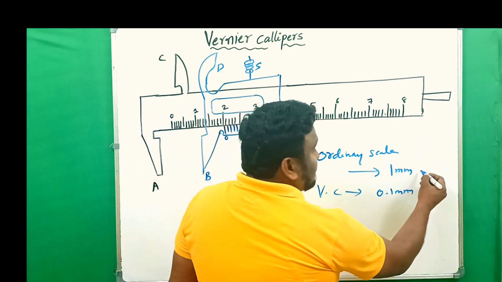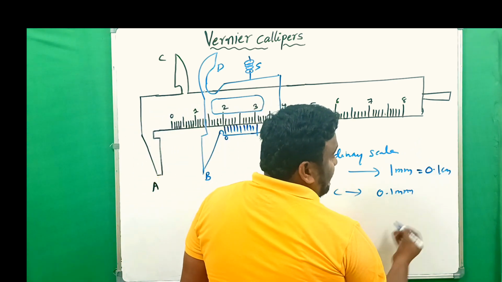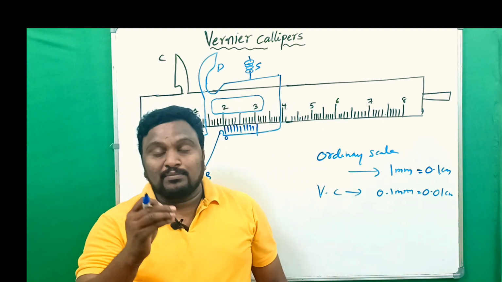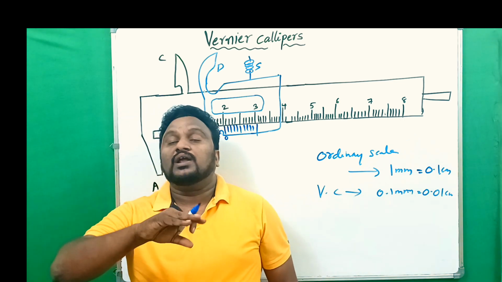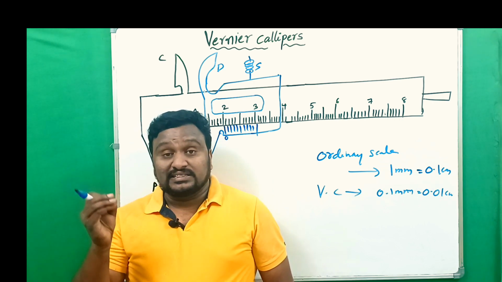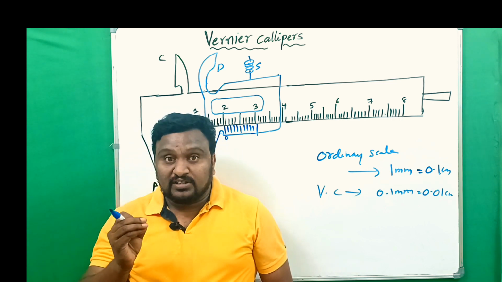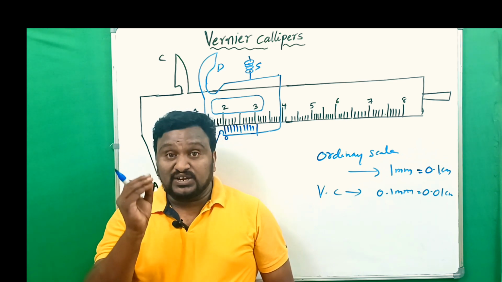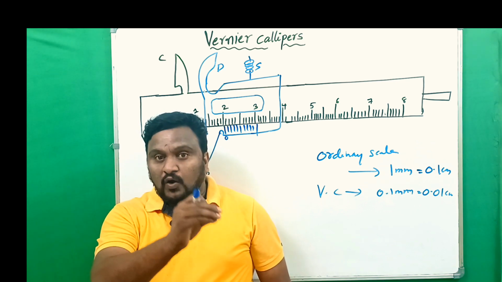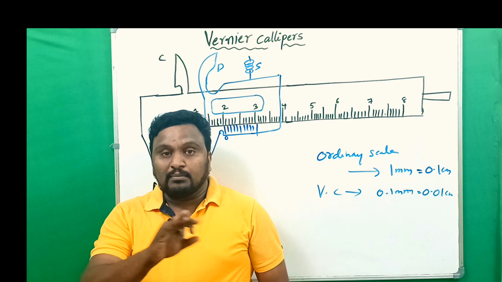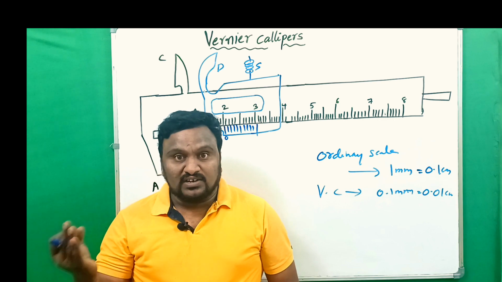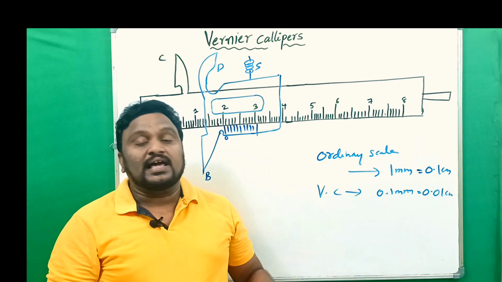So here, ordinary scale 1 millimeter means what? 0.1 centimeter. Here now 0.01 centimeters. If the same length is measured using an ordinary scale and vernier calipers, then only the value we find with the help of vernier calipers will be accurate. So this is the difference between an ordinary scale and vernier calipers. Among these two, vernier calipers has more accuracy. The least count is also less for vernier calipers only.